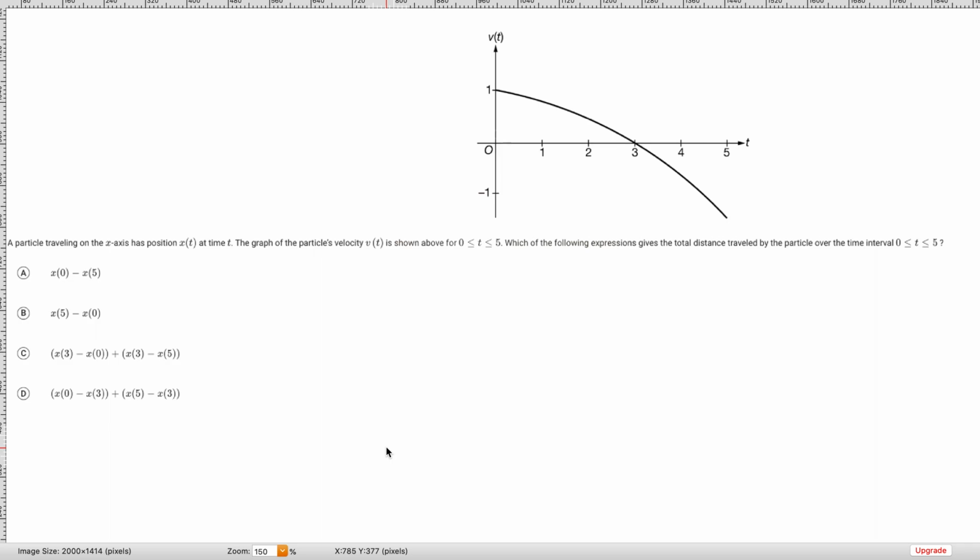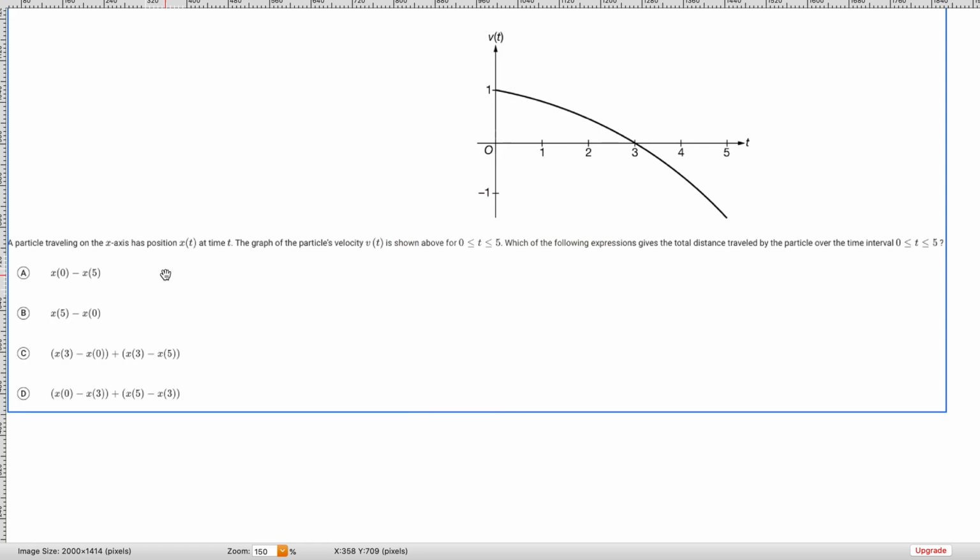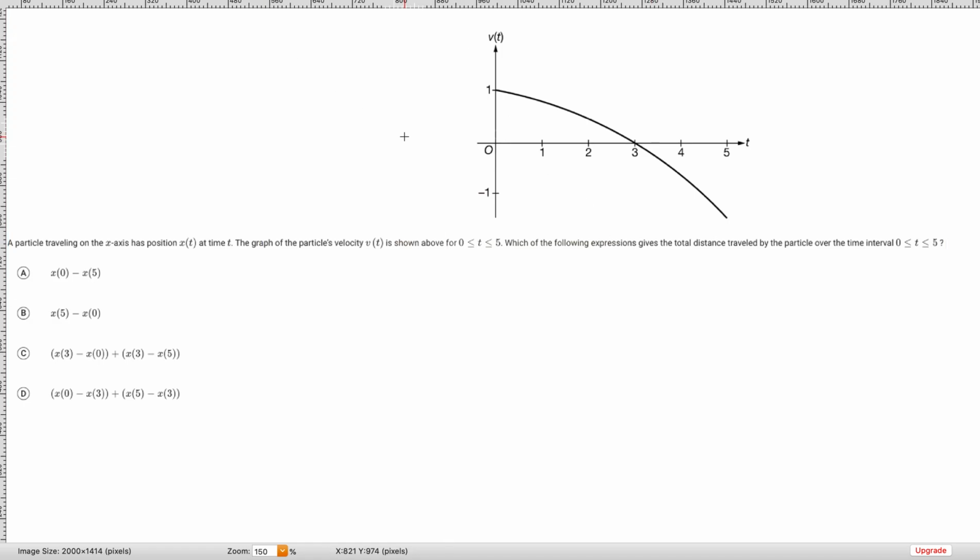Do this one. What you have here is that a particle is traveling on the x-axis and has position x of t at time t. Now, the velocity of this particle is shown by this graph. The key about this one is that you first need to realize that it's asking for distance and not displacement. So we need to have a distinction between distance and displacement, right?